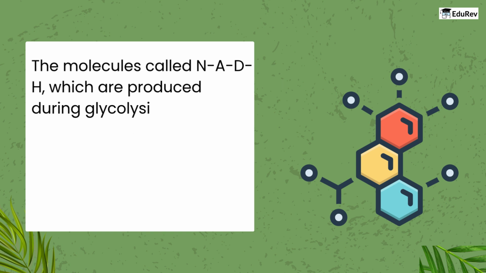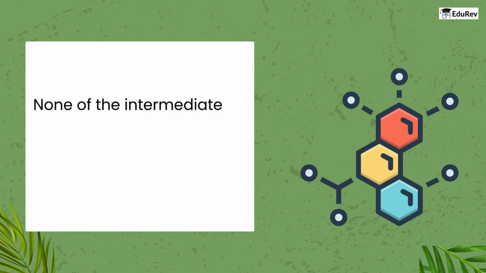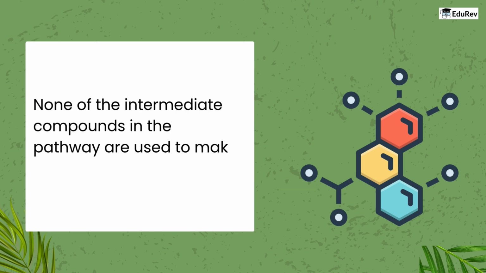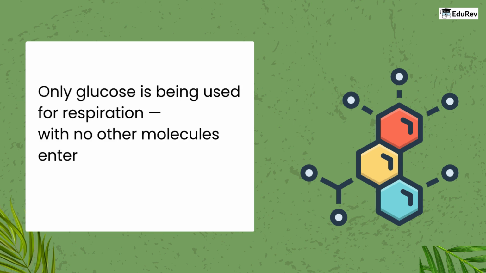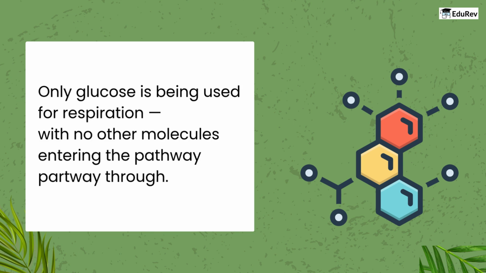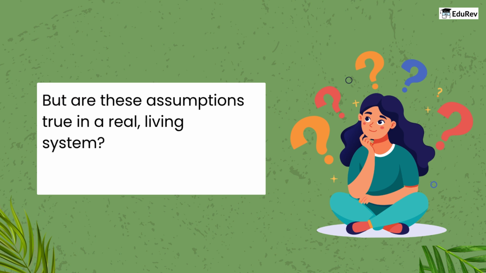Second, that the molecules called NADH, which are produced during glycolysis, are transferred into the mitochondria and go through a process called oxidative phosphorylation. Third, that none of the intermediate compounds in the pathway are used to make any other substances. And finally, that only glucose is being used for respiration, with no other molecules entering the pathway partway through. But are these assumptions true in a real, living system?